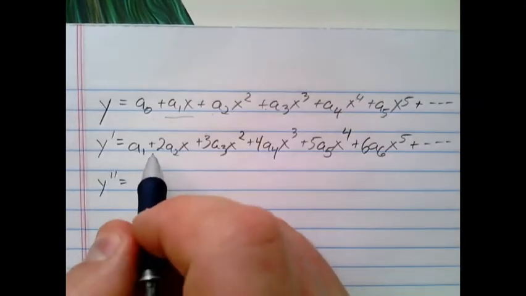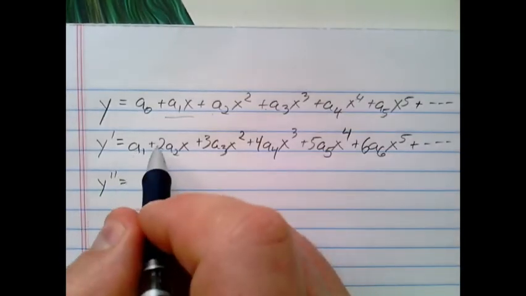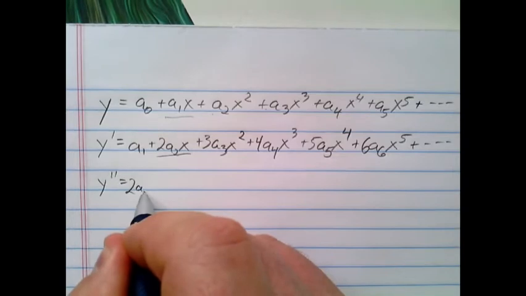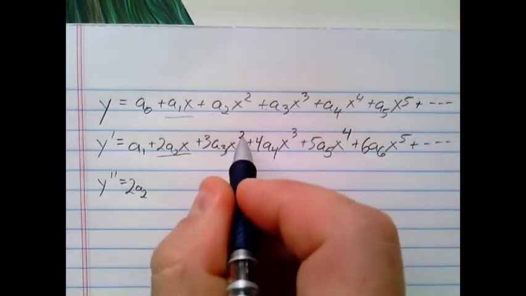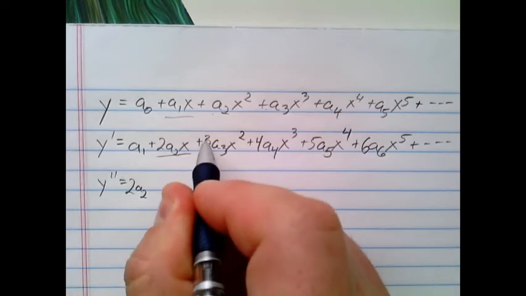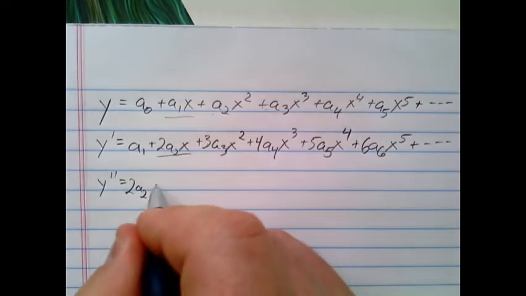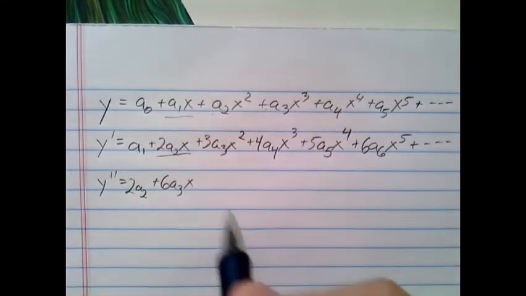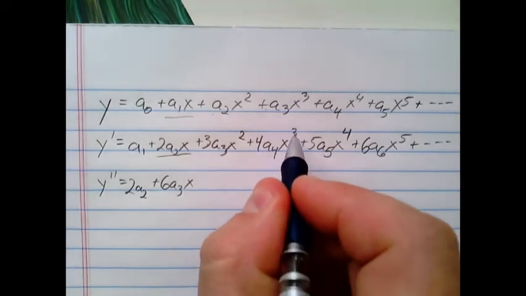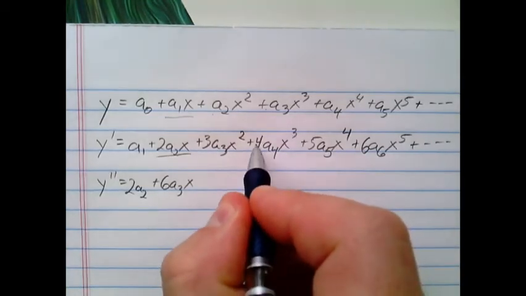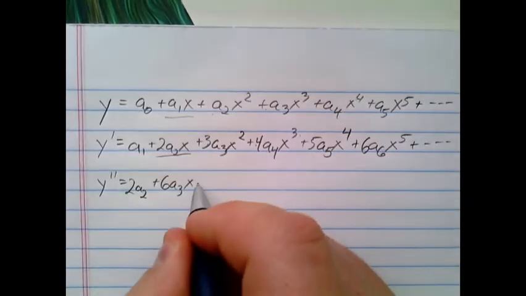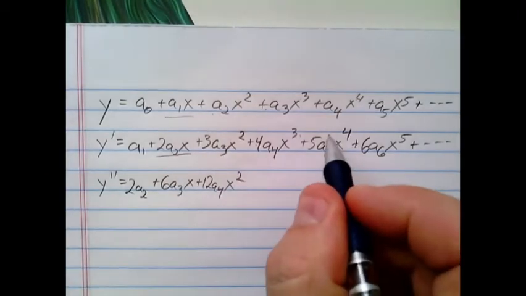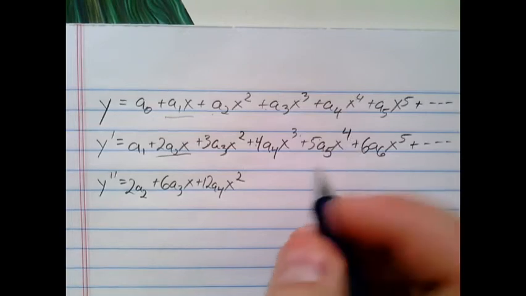Okay, so if I differentiate my derivative to get the second derivative, the a sub 1 goes away, and this term becomes my constant term, 2a sub 2. And then here I've got to bring down the 2, so 2 times 3 is 6, a sub 3 x. Notice again I'm keeping the x's lined up as well as I can. Now, differentiating the next term, I'm going to have 12 a sub 4 x squared. And then it looks like it'll be 20 a sub 5 x cubed.